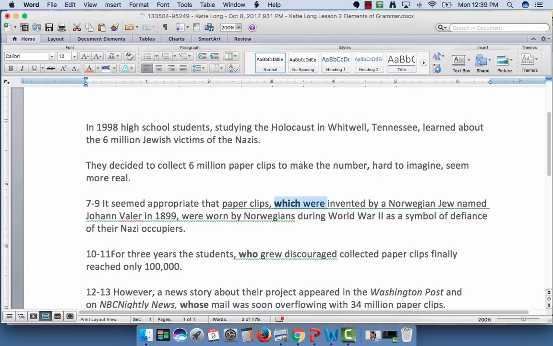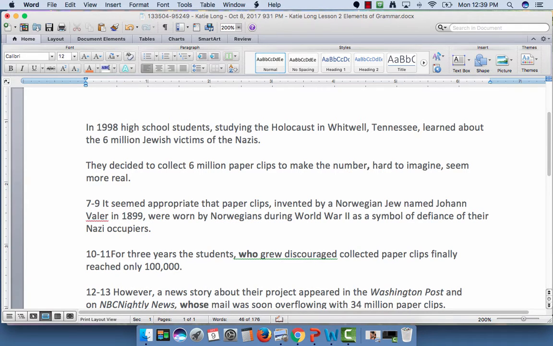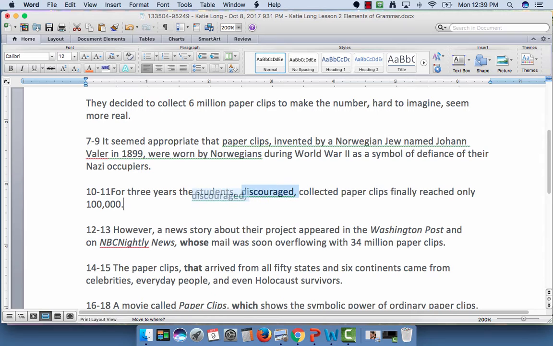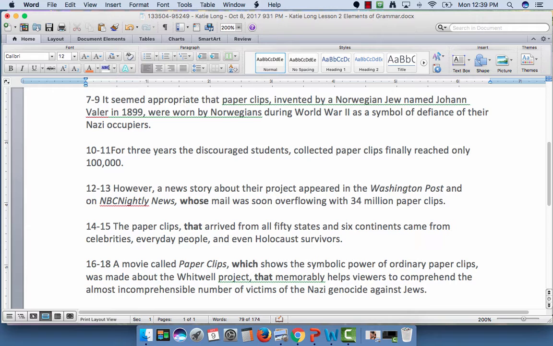Now that was a long phrase, but we can turn that into an appositive by just getting rid of the which were. Okay? Next one. For 3 years, the students who grew discouraged, what we can do is just say discouraged. And anytime you have a one-word appositive like that, you probably want to move it right here. Oops, not right there. Right here. The discouraged students. See how that changed it? So anytime you have it, you want it that way.